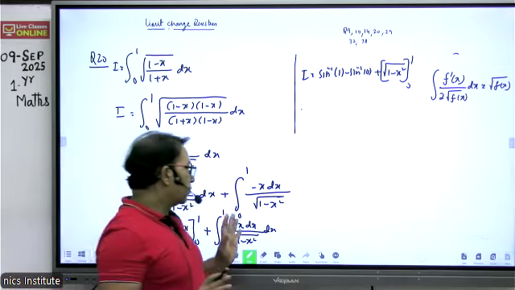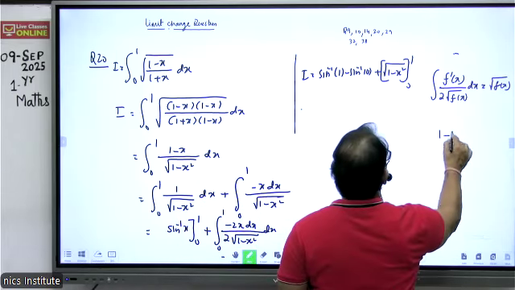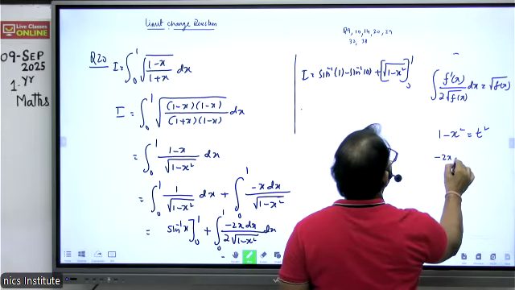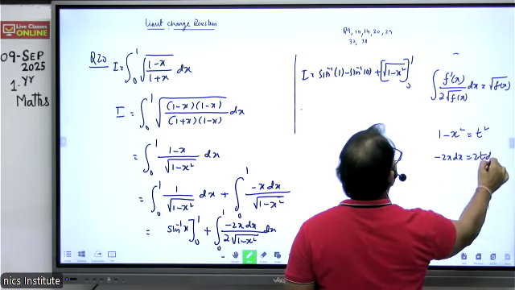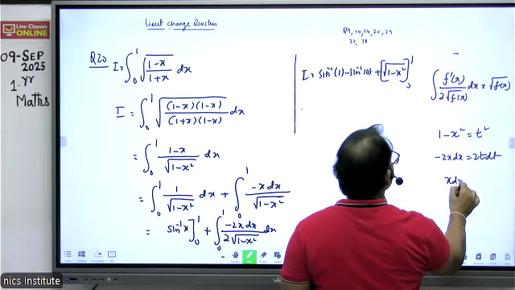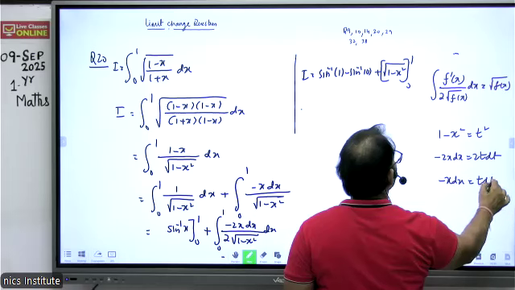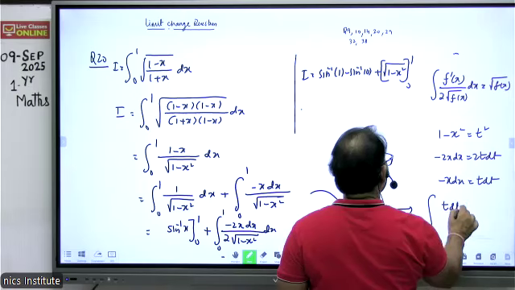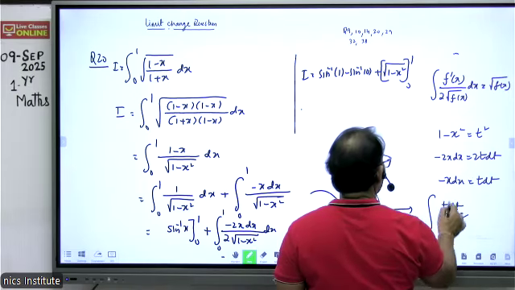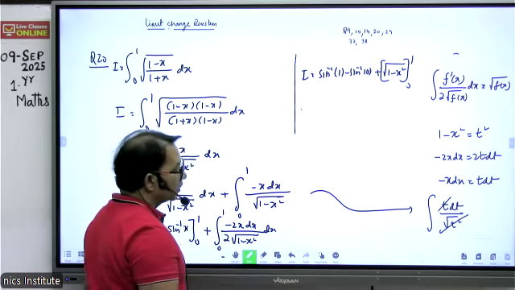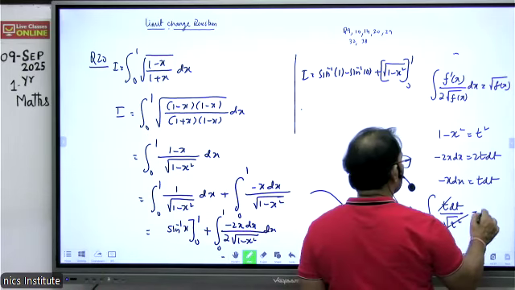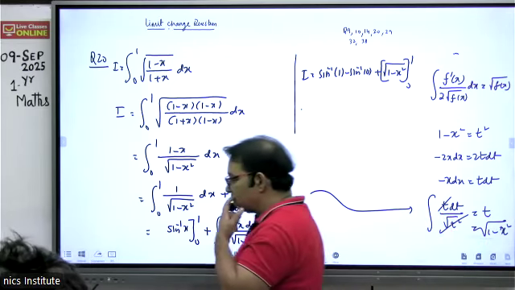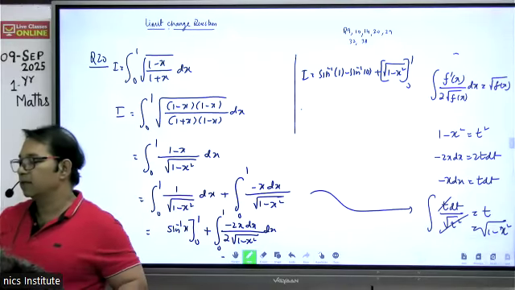Or else you can make a substitution also. You can take 1 minus x square as t square, or t also. It won't make a difference. So x dx will be t dt. So this same integral would be t dt by under root t square, which cancels. The integration of 1 is t, which is under root, same answer. So whether you use substitution or directly, you'll get the same result.